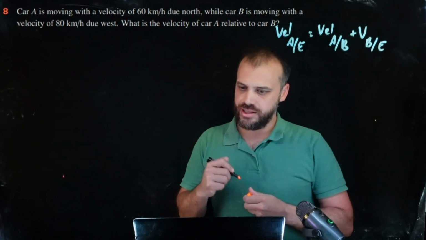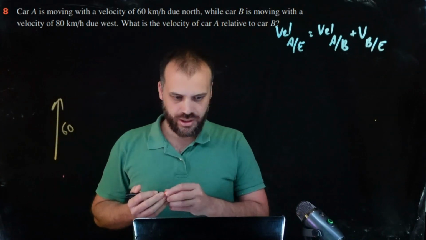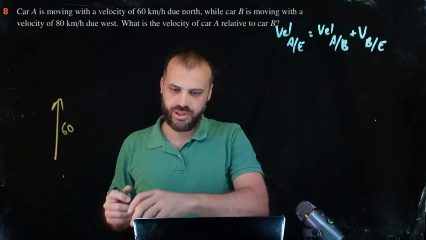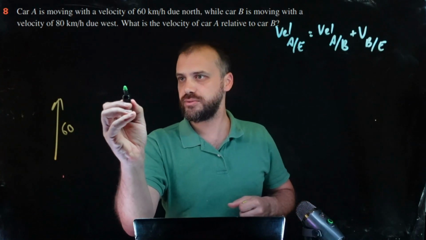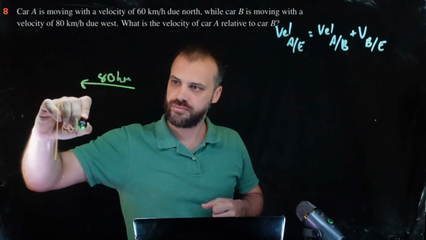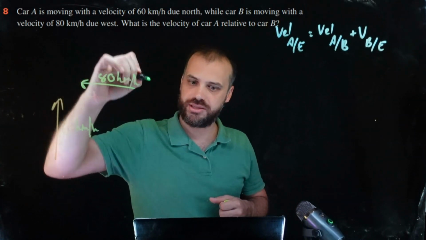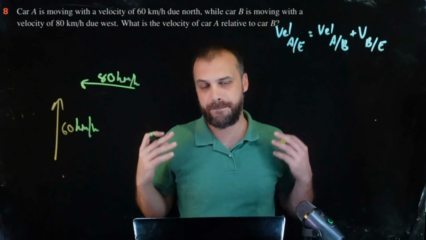All right, car A is moving at a velocity of 60 kilometers per hour north. Car B is moving with a velocity of 80 kilometers per hour west. That's straight across, sorry about that. All right, all these are speeds. What is the velocity of car A relative to car B?